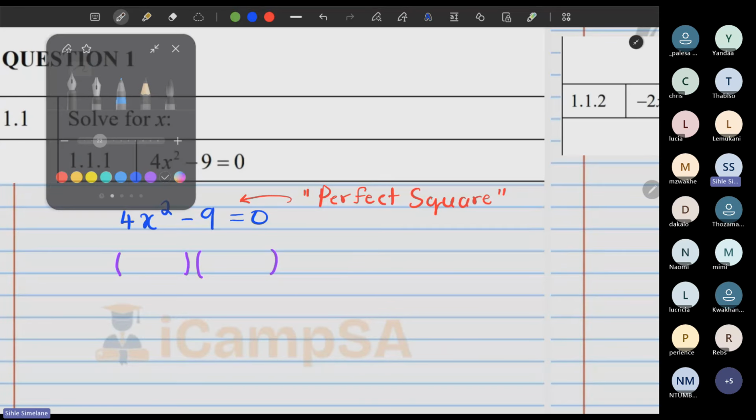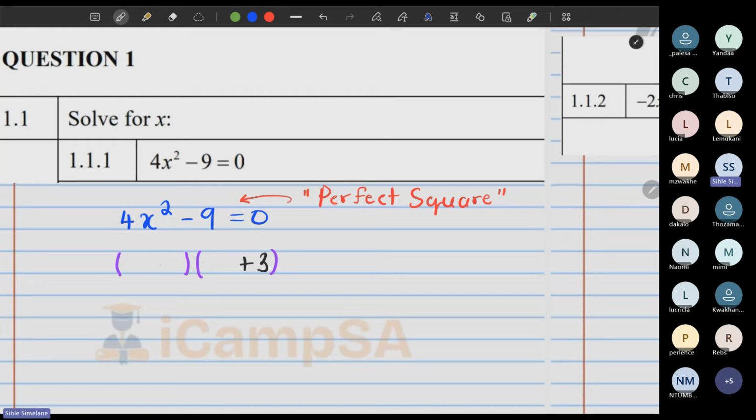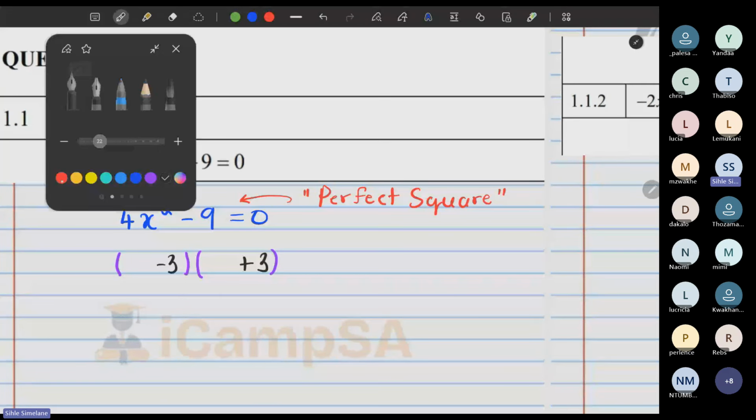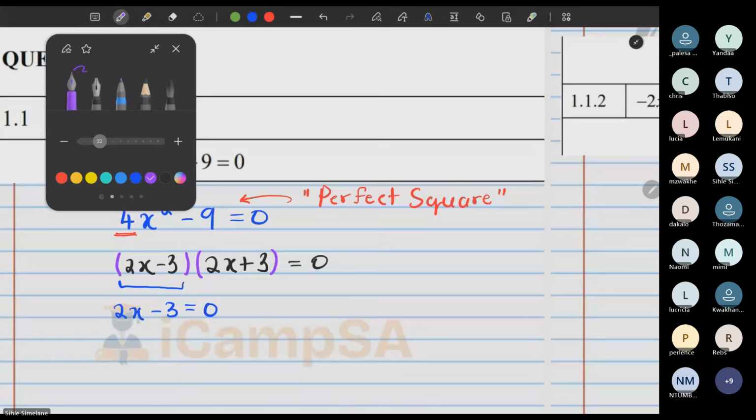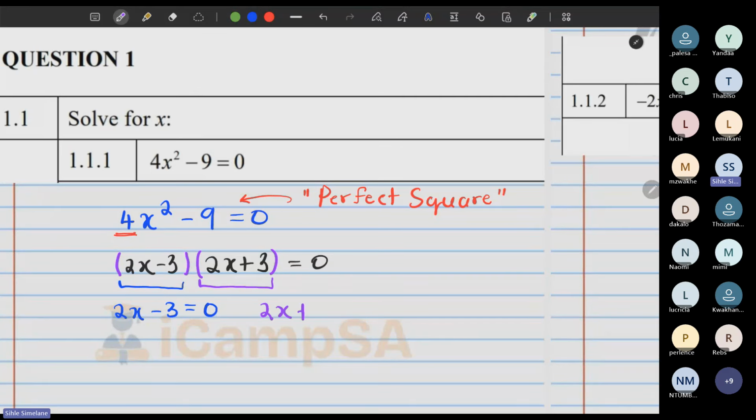If you think carefully, what can make a 9 can be plus 3 and minus 3. And in order for us to get a 4 here, we might have had a 2x and a 2x. When these multiply, they give us 4x squared, and this is equal to 0. Remember, whenever we are solving for x, you take one bracket and equate it to 0, so we have 2x minus 3 equaling 0, and then you take the other bracket, 2x plus 3, and that equals 0. We need to solve for x on both of these.